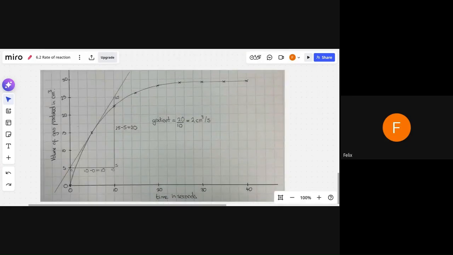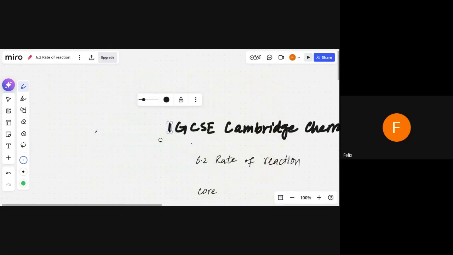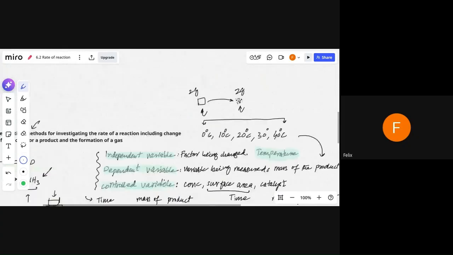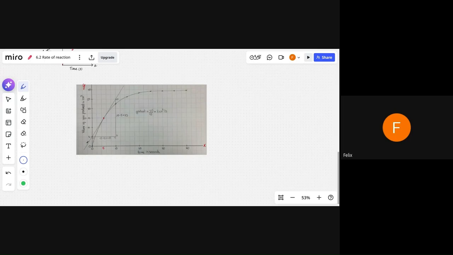Let's say this is the graph, after plotting our values. On the y-axis we have the volume of gas produced in centimeters cubed, and on the x-axis we have time. So let's say I wish to calculate the rate of this reaction at 5 seconds, right? This is 5 seconds, and this is where I mark on the curve, because it is right above 5 seconds. Once you do that, you draw a tangent.